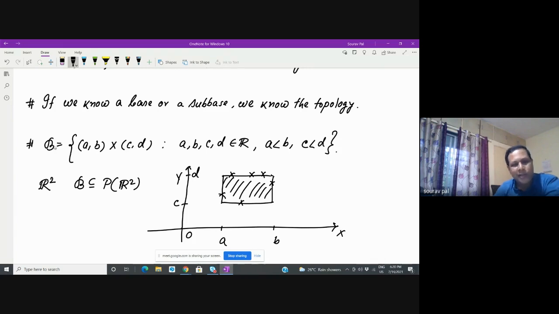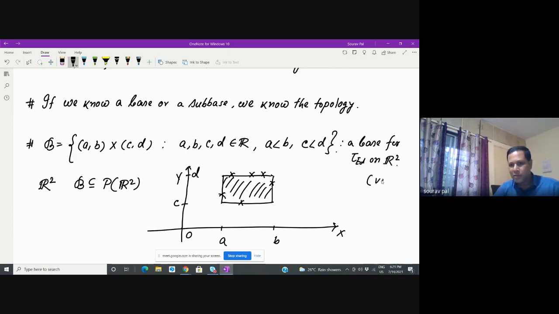And once you declare it to be a base, then how to get the topology? You choose to have all possible unions, all unions, not just finite unions, of the members of script B and call it a topology. You can see that it forms a topology. You can verify that. And that topology will be your usual Euclidean topology of R2. You can verify that. So this is a base for the Euclidean topology on R2.